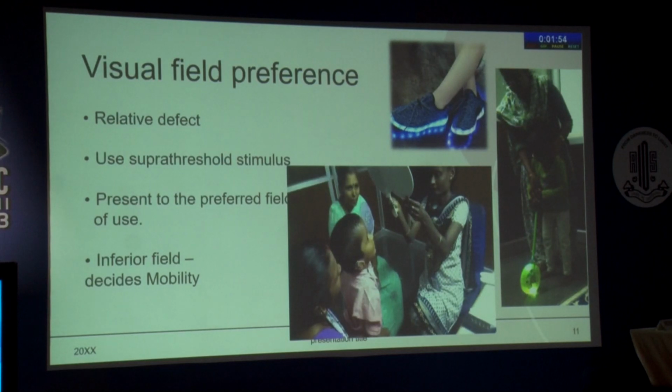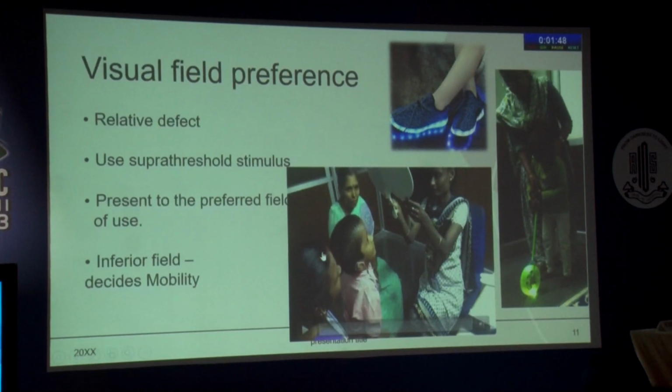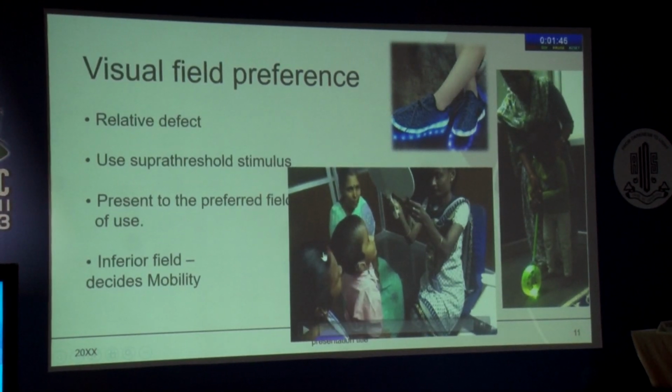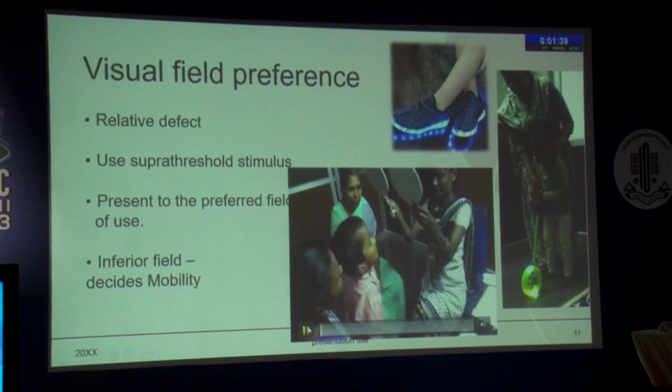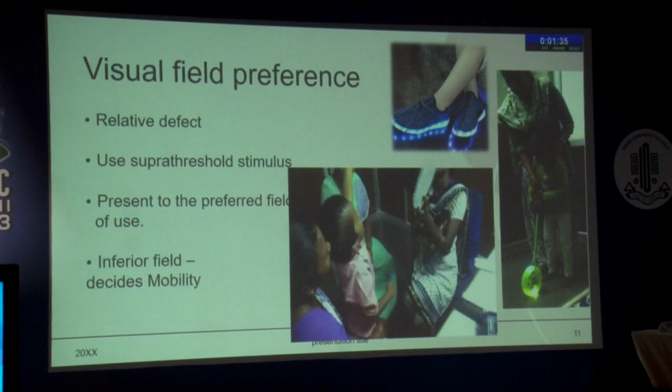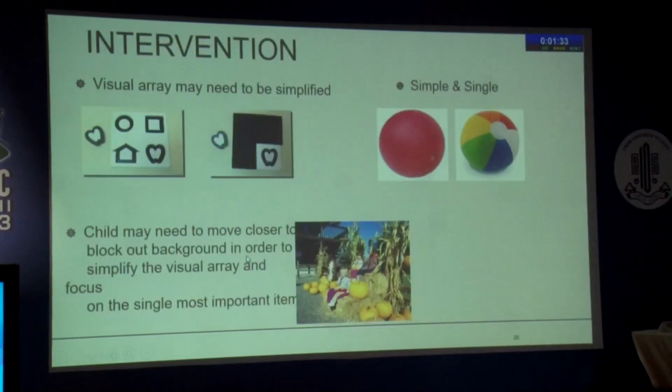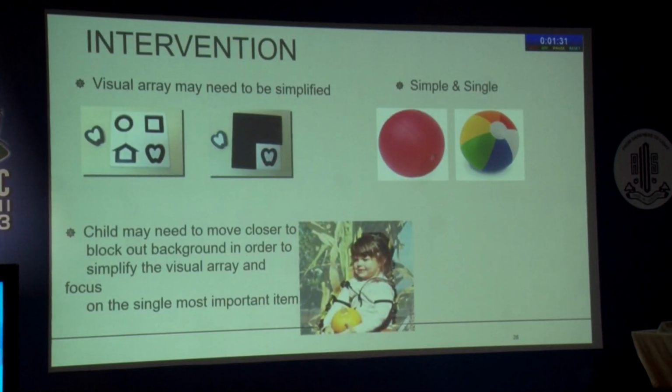Visual field, when you have a lower visual field, this decides the mobility. So always make sure there is a suprathreshold stimulus, because visual field is a relative field in these children. So if you use a higher stimulus or if you train them, they get better. And if there is a preferred visual field, always present objects to the preferred visual field. Like this boy only had a superior field. So always try and present it to their seeing field. And visual array should always be simplified.